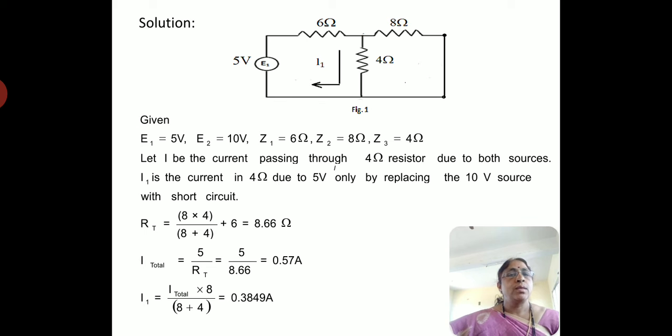Figure 1. So if you know the total current, then we can easily find the current passing through the 4 ohm due to E1 using the current dividing method. So I1 is equal to I total, that is the total current, into the opposite resistance, 8 ohm, divided by 8 plus 4, that is the total resistance, and that is equal to 0.3849 ampere. This is I1, that is the current due to E1.